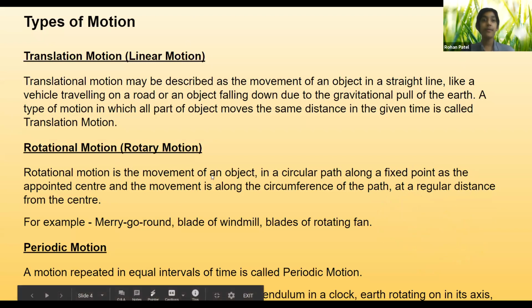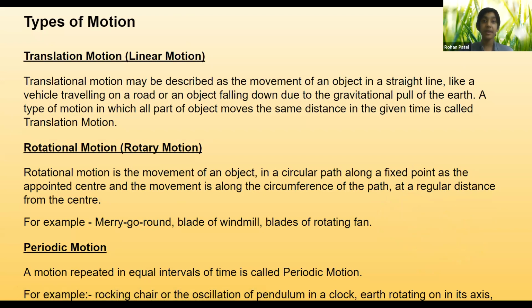And lastly, we have a periodic motion. Periodic motions are a motion repeated in equal intervals of time. This is called a periodic motion. For example, a rocking chair, or the oscillation of a pendulum in a clock, the earth rotating on its axis, or the hands on a clock.